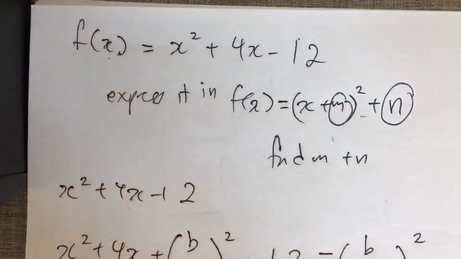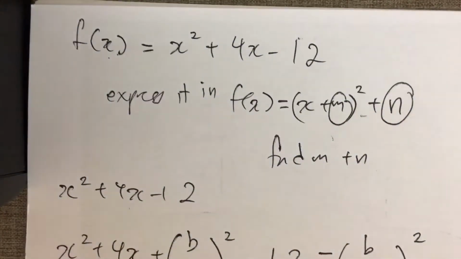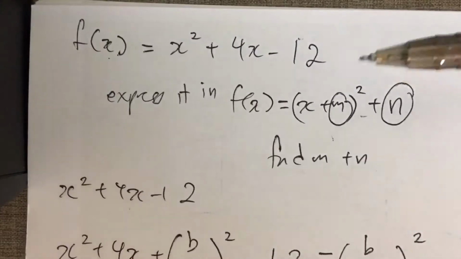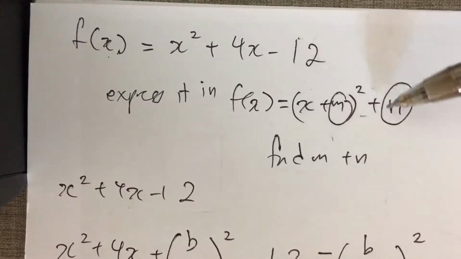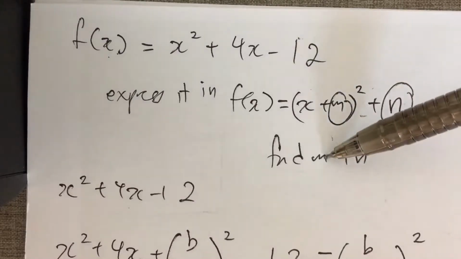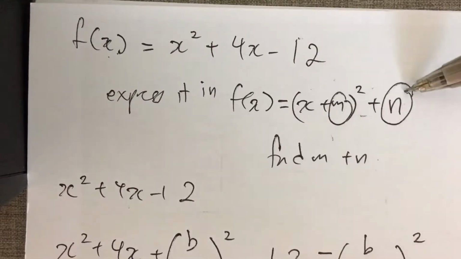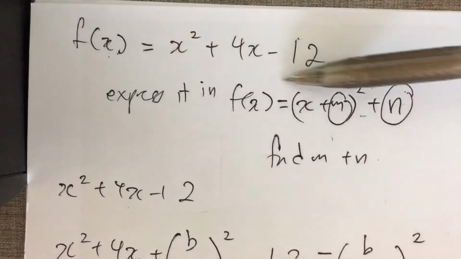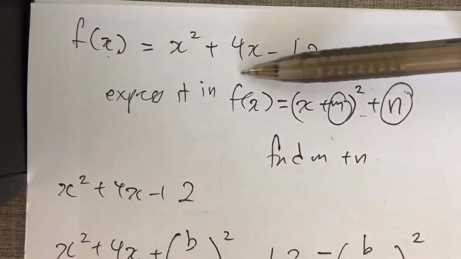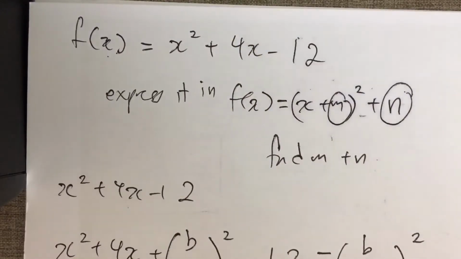Hey guys, I'm going to quickly explain how to do your quadratic function when they want you to express it in this format: (x plus m) squared plus n. They ask you to find m plus n, which is m here, n here. So they want you to change the function that they give you to this format. That's what they want you to do. So how do you do that?